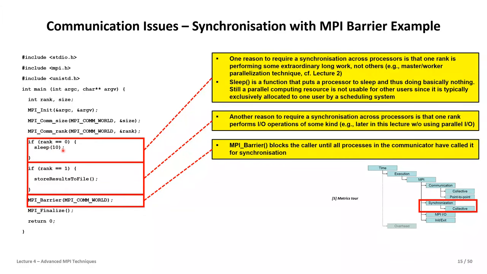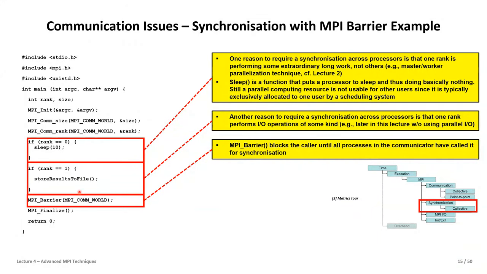You see that here simulated with sleep 10 and store results to file. So someone may also have a big I/O bottleneck or something like this. So this means they might have different behavior. And what we can enable is that, before I maybe do a bigger loop in this application, which is not shown here but would be one example, I let everyone finish at an MPI barrier. So it blocks everything until all processors in the communicator MPI_COMM_WORLD have reached this, which is a synchronization, a collective operation, more or less.